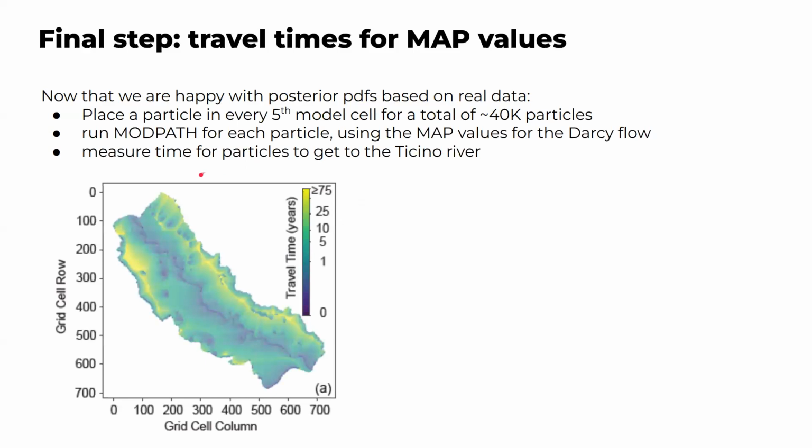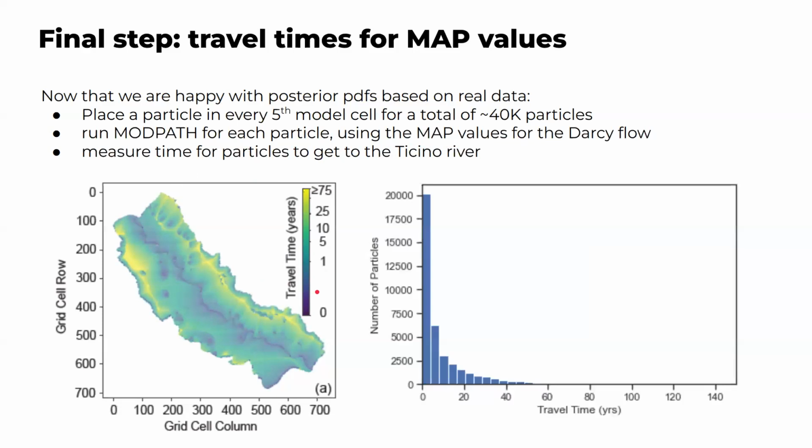This is the nominal value, because I'm using as velocity field the Darcy flow computed with the MAP values. This is the nominal travel time, and this is the histogram of the nominal travel time. So let's say reasonably everything is said and done by 40 years of travel time.